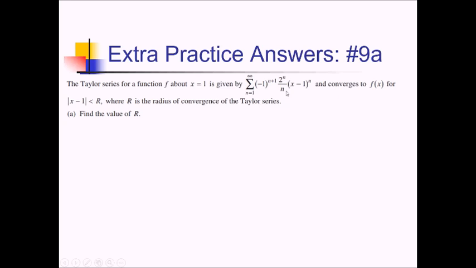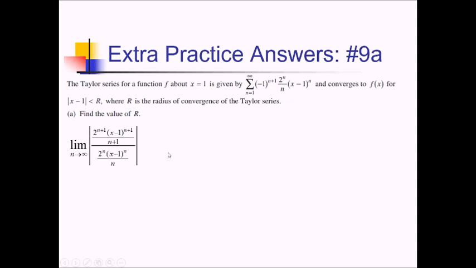So let me take the limit as n approaches infinity of the absolute value of the n plus 1th term divided by the nth term. So for the n plus 1th term, and we can ignore this negative 1 because we're inside an absolute value, we're going to have 2 to the n plus 1 times x minus 1 to the n plus 1, all of that in the numerator, and we have an n plus 1 in the denominator. Now, down below here, we just have the nth term, which is just the original version of all of this, again excluding this negative 1 because we're inside absolute value, so it wouldn't make a difference anyway.